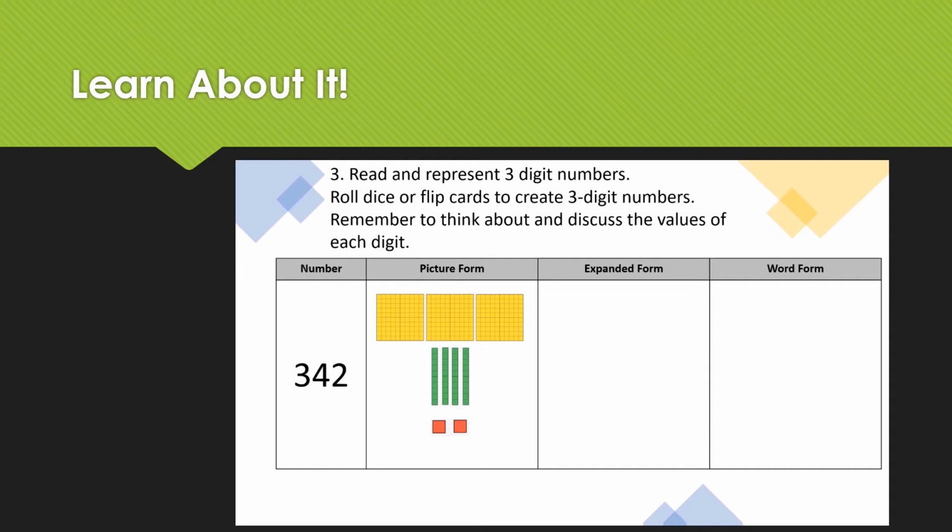The first place value is 300. So I'm going to write 300. To that, I'm going to add 40, since there's a 4 in the tens place. And finally, a 2, 1 in the ones place. Finally, we'll represent it in word form. When I say the number, I write the number as it sounds. So I have 342. Practice some on your own and talk with somebody about the place values as you draw your picture, write your expanded form, and write it in word form. Good luck.